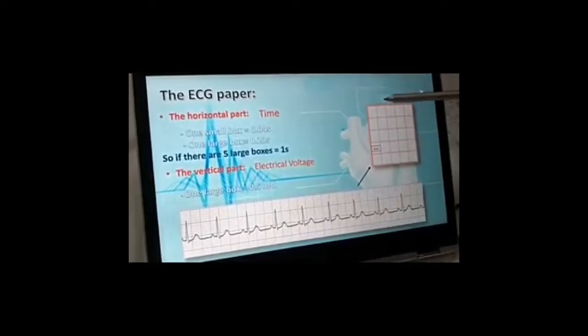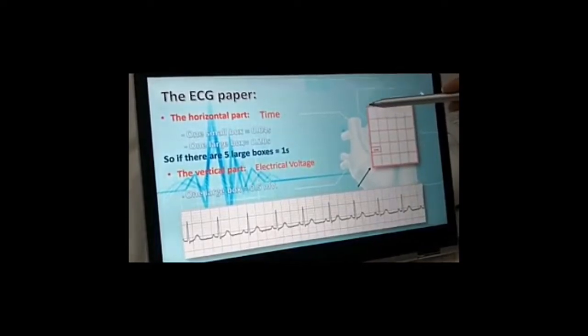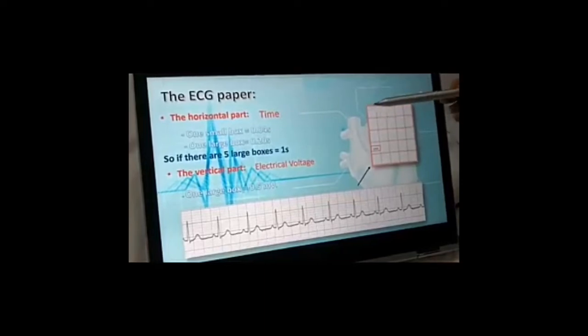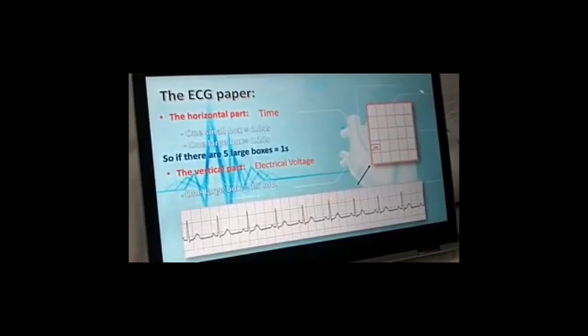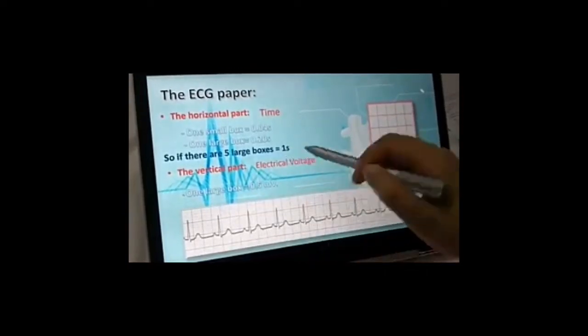The horizontal part indicates time. One small box equals 0.04 second, and one large box equals 0.20 second. If there are five large boxes, it will equal 1 second. Okay, what about the vertical part? The vertical part indicates the electrical voltage. So one large box equals 0.5 millivolt.